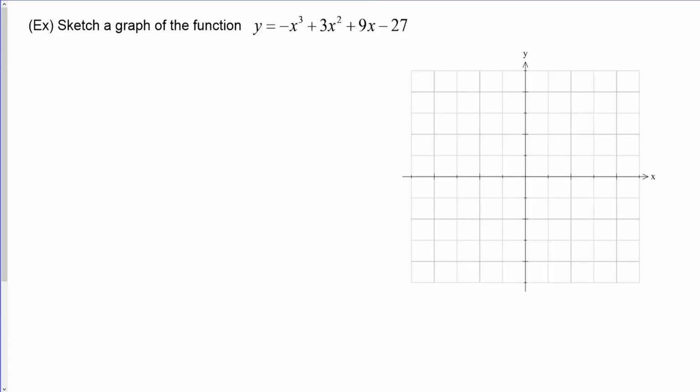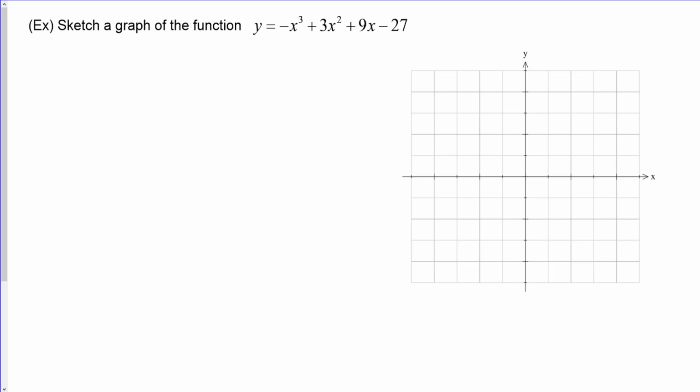Let's take a look at an example. I've got a cubic function, negative x cubed plus 3x squared plus 9x minus 27. And what I would like to do is produce a graph of this, and I'll get started looking for the information that is useful from the original function. So x and y intercepts, let's begin there.